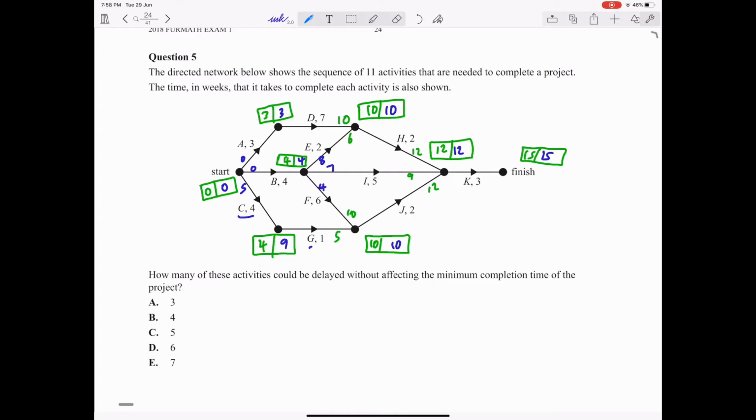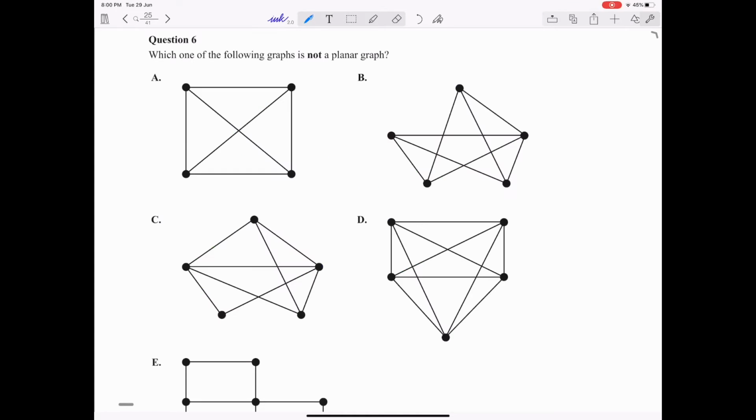Same as G, which does not have a slack time of 0, has a slack time of 5. And we can also see that E has a slack time of 4, 8 minus 4 is 4. And I also has a slack time of 3. And there are no other activities, other than these, that have a slack time greater than 0. So therefore the number of activities that could be delayed without affecting the minimum completion time of the project is 4 activities, which we have found. So therefore B is the correct answer.